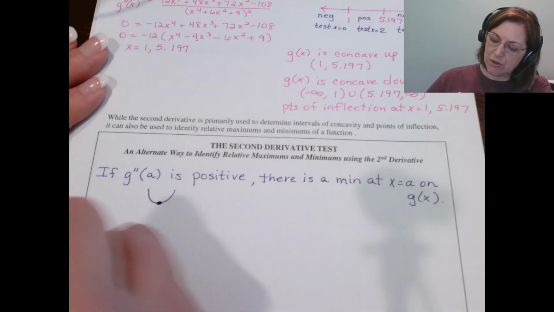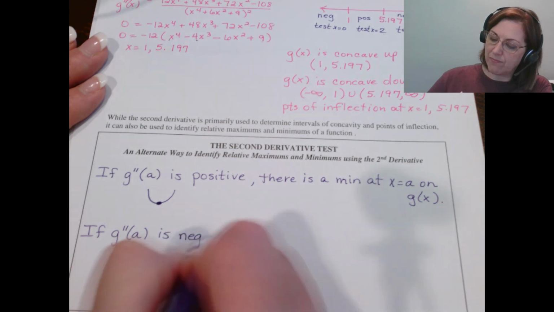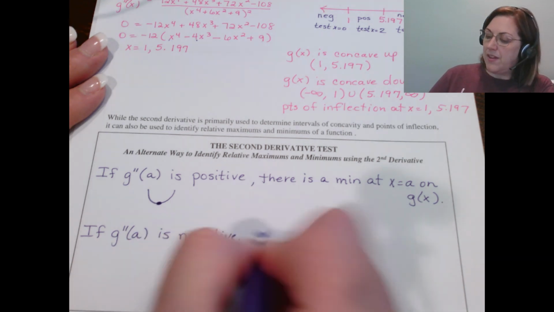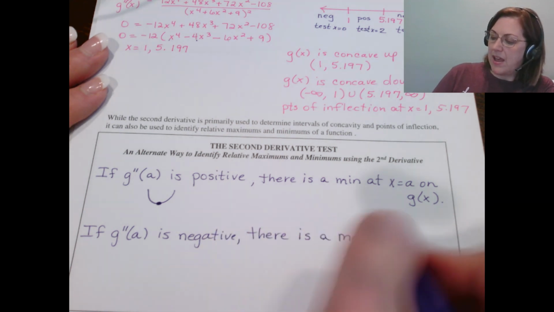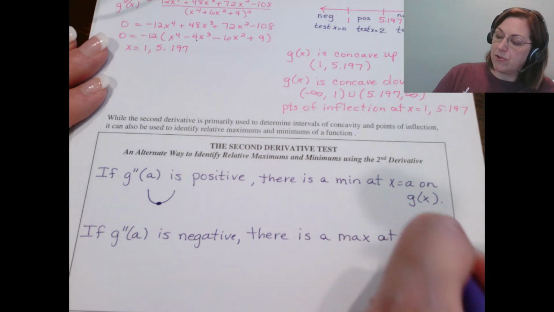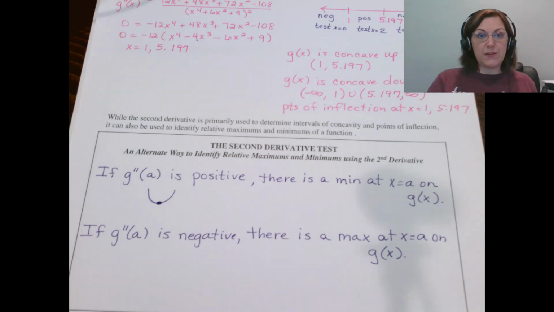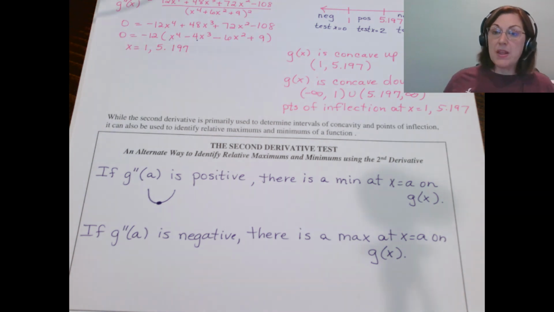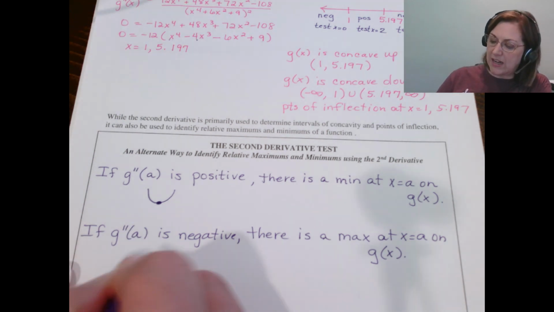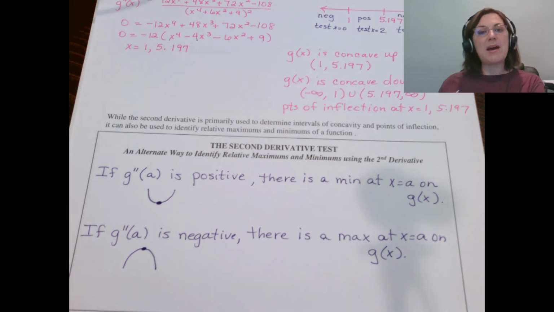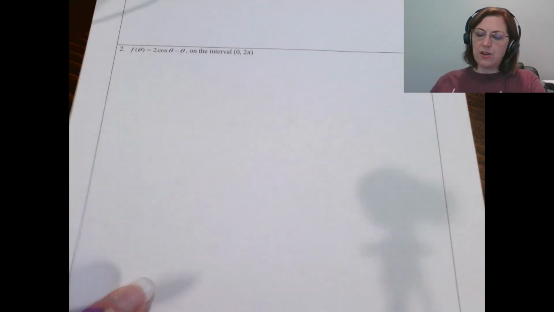Now, the vice versa is true. If the second derivative is negative, then there is a maximum at x equals a on the function. So this is another way to test if you can have a max or a min, based on the value of the second derivative. And here, remember, if the second derivative is negative, it's concave down, there has to be a maximum there. Let's do a couple of these for good measure.